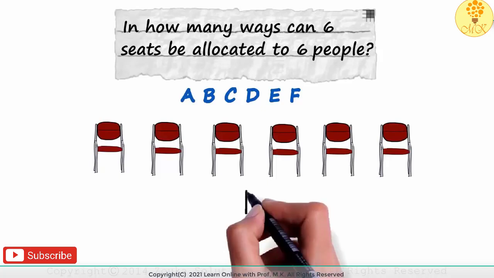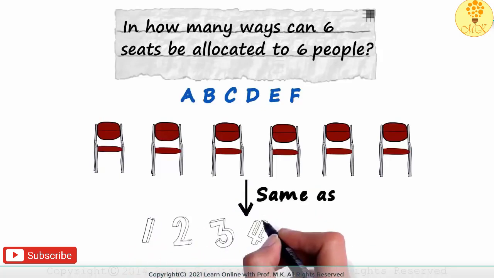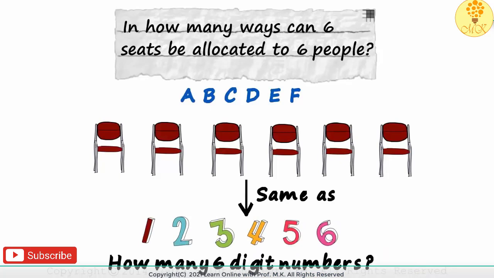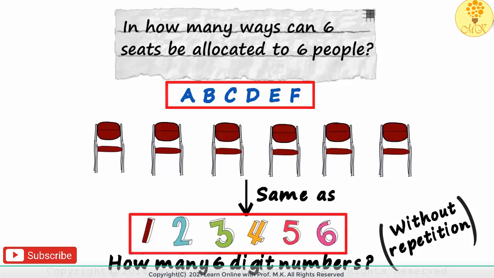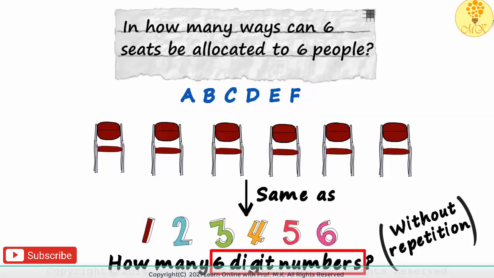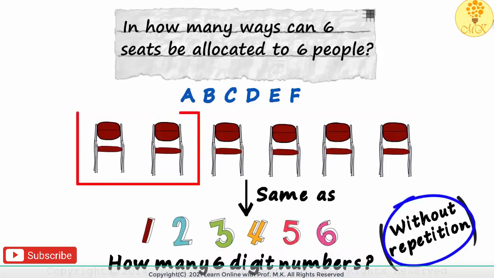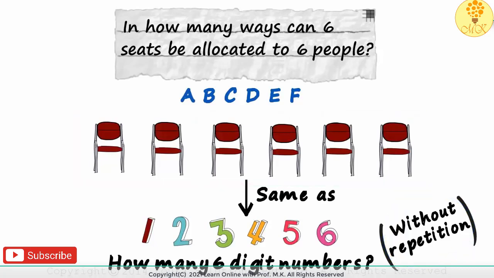Think logically. Isn't this the same as having 6 different digits and being asked how many 6-digit numbers can be formed? Of course, without repetition. 6 different people are analogous to 6 different digits. Each number formed will be analogous to each arrangement formed. And it is obviously without repetition, as one person cannot be seated on 2 or more seats. If one person is seated on chair 1, he cannot be seated on chair 2 as well, right? And what will the answer be?